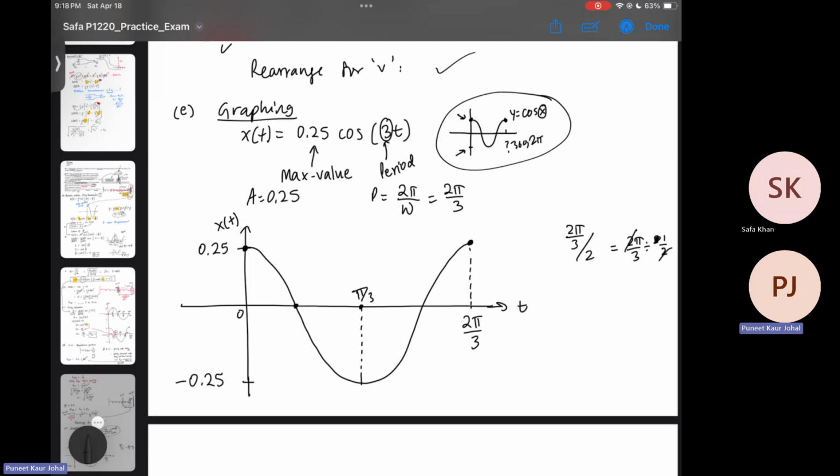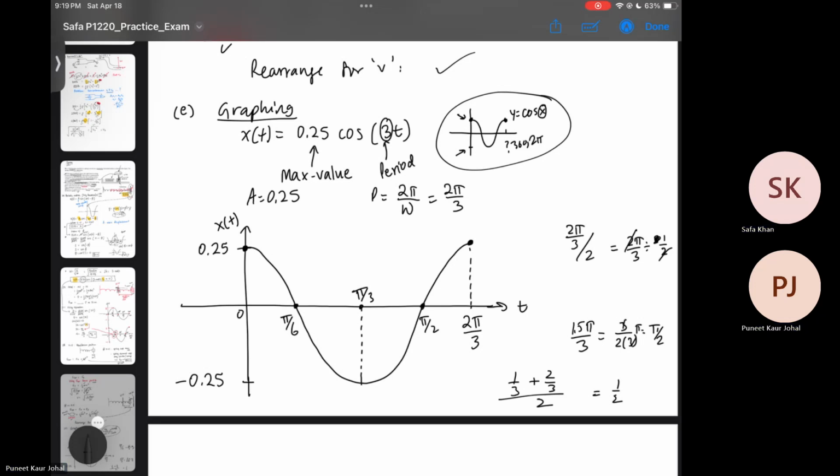And then the midpoint of 0 and pi over 3 is pi over 6. And you can find the midpoint of pi over 3 and 2 pi over 3. That'll be 1.5 pi over 3, which you can convert into 3 pi over 6, which is pi over 2. You can use your calculator, literally just add 1 over 3 and 2 over 3 and divide that by 2. You'll get 1 over 2. So that's why pi over 2. And that's it. That's the graph.